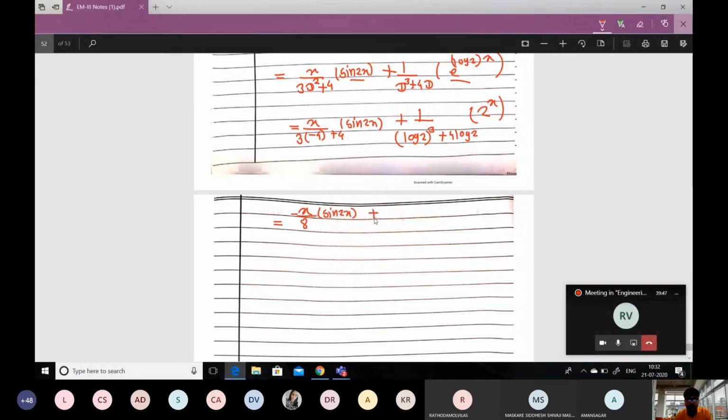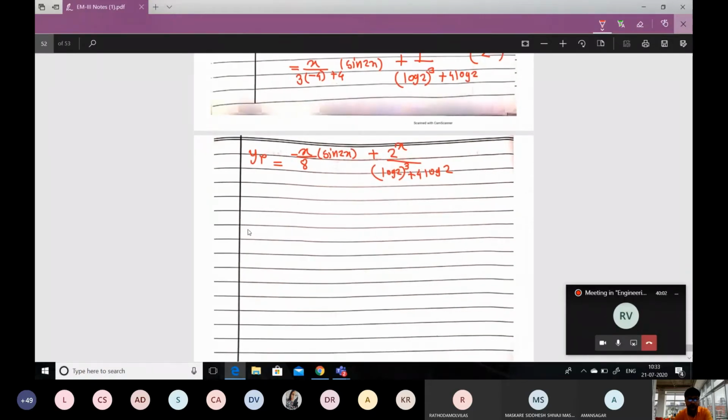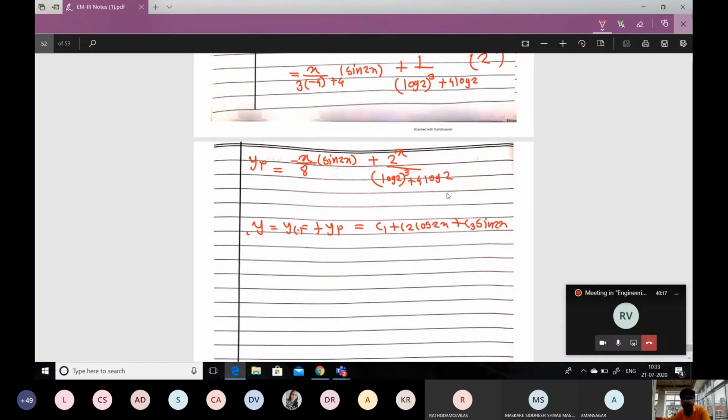And for this we have 2 to the power x whole divided by (log 2) whole cube plus 4 times log 2. That is the particular integral yp. And once you get the yp, you just have to write ycf plus yp. So y equal to ycf plus yp, which is equal to what? ycf is c1 plus c2 cos 2x plus c3 sin 2x. Already found. This you can see here.